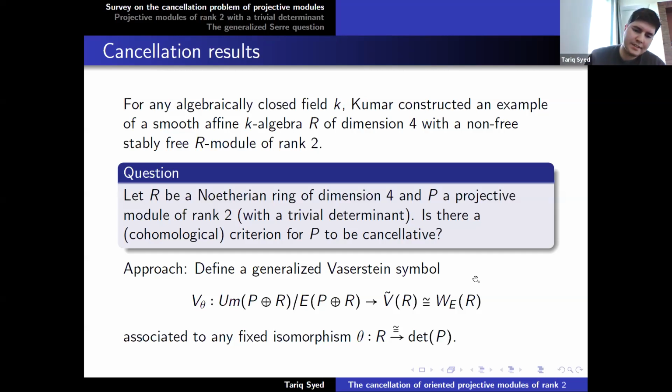So in case P is free, we just get 3R modulo E3R as before, and it will map into a group denoted V tilde of R, which is canonically isomorphic to this elementary symplectic Witt group that I mentioned earlier, but I will introduce this now. And it will be associated to any projective module of rank 2 with a fixed isomorphism from R to its determinant. So basically, we always assume that P has a trivial determinant in this talk.